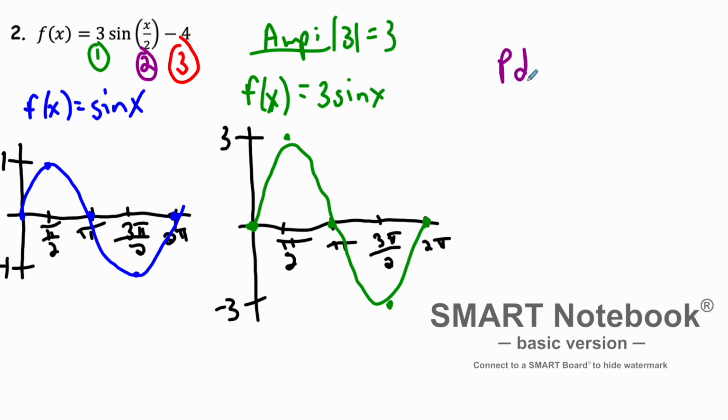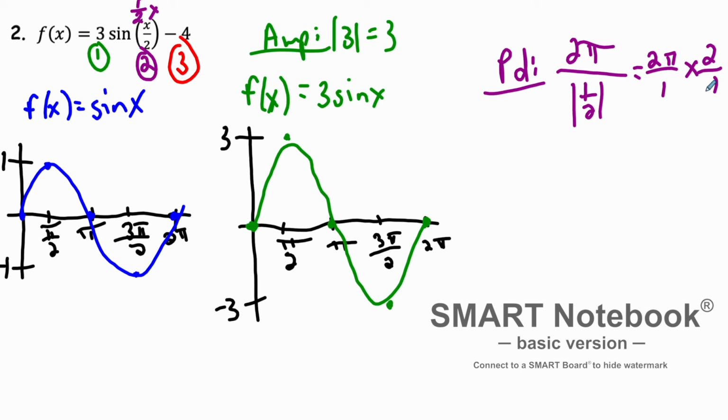So next, for the period, we're going to start off with 2 pi, and we're going to divide by b. So b is the number in front of x, which we can write as 1/2. Like if you wanted to write this as 1/2 x, you can. So we're going to divide this by the absolute value of 1/2, which is the same thing as 2 pi over 1 multiplied by the reciprocal, which is 2 over 1. So that means my period is 4 pi. Which really just means my last point is 4 pi.